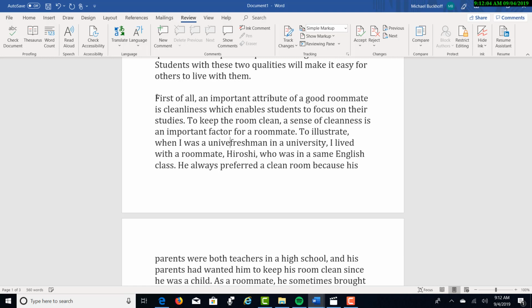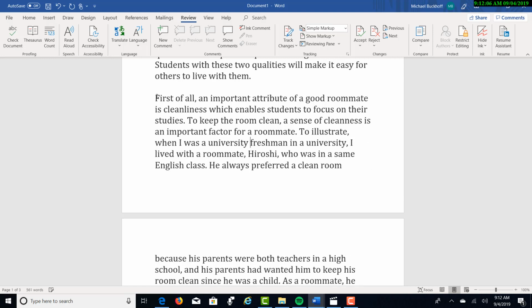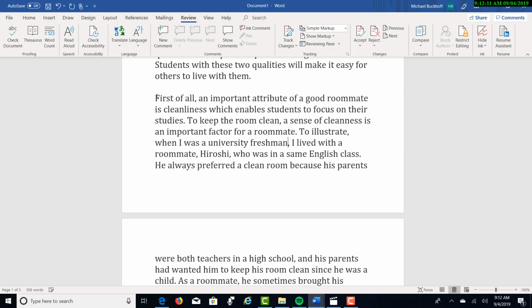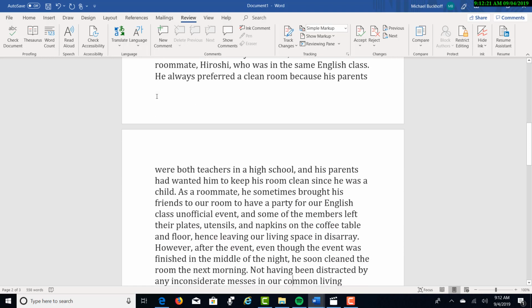We can probably just say university freshman. Get rid of all that. I lived with a roommate, Hiroshi, who was in, I want to put, the same English class. He always preferred a clean room because his parents were both teachers in a high school, and his parents had wanted him to keep his room clean since he was a child.